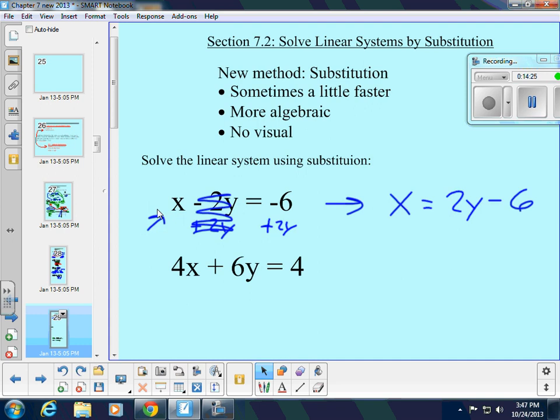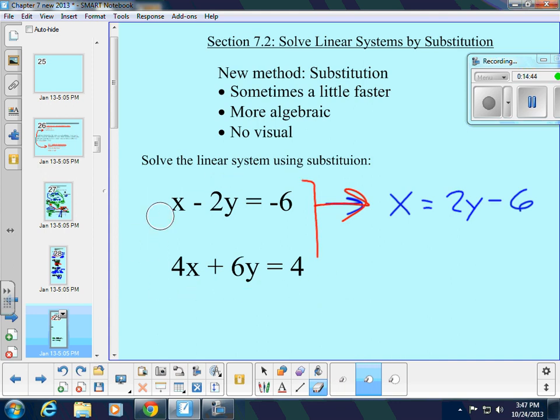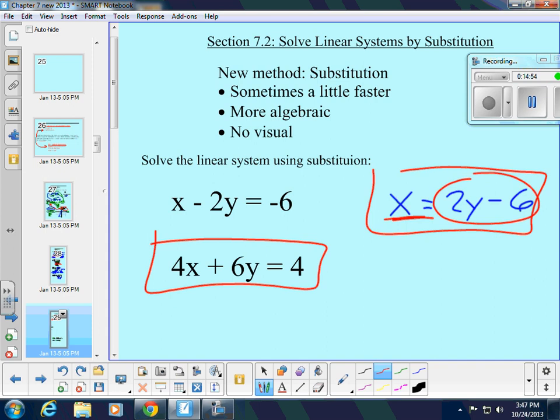So this system, the way it was originally, the way I had it on the board, just like this, you can't use substitution yet. It does not work. But once I changed it, once I added 2y to both sides and got x equals 2y minus 6, now I could use this with the bottom equation. I'm going to use this one and this one together and use substitution. x equals this expression, 2y minus 6.